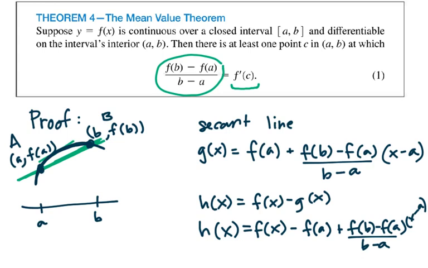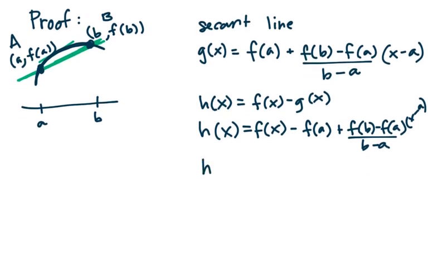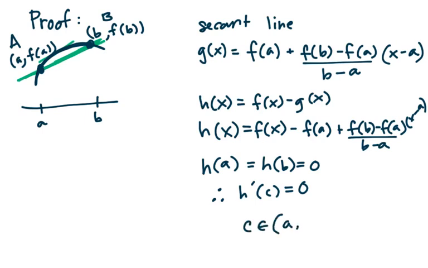And the function h satisfies the hypotheses of Rolle's theorem on the closed interval AB. It's continuous on the interval and differentiable on the open interval AB because both f and g are. Also, we can say h of A equals h of B equals 0 because the graphs of f and g both pass through A and B. So therefore, h prime of c is going to equal 0 at some point c, as long as c is on that open interval between A and B.